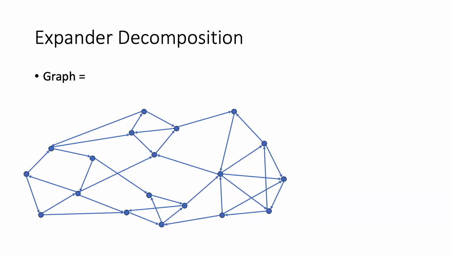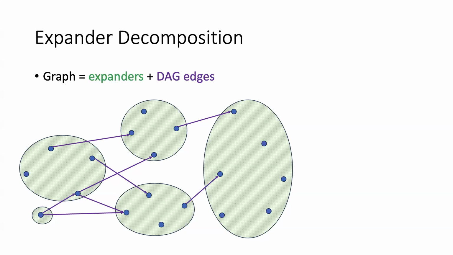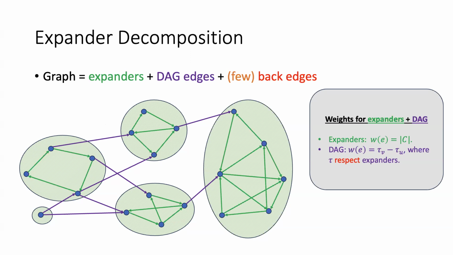expanders allow us to do something called expander decomposition. Expander decomposition says that for any directed graph, you can write it into three parts. The first part will be expanders, and the second part will be a lot of edges connecting them that form a DAG. And there may be some leftover edges, but we can show that there are only very few of them, which we call back edges, that can go backward in the topological order of the DAG. Another way to see it is that in an expander decomposition, you can remove very few back edges so that in the resulting graph, every strongly connected component is an expander.